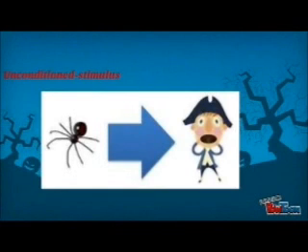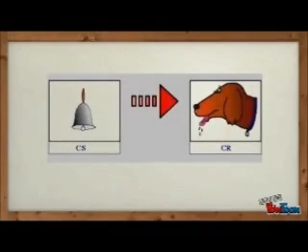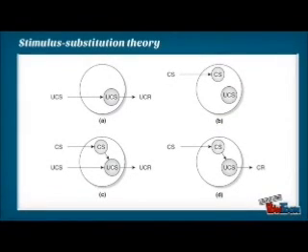Activity in the unconditional stimulus center leads to activation in the response center from the unconditional response, which then allows the unconditional stimulus to elicit the conditional response. Pavlov's stimulus substitution theory of classical conditioning.